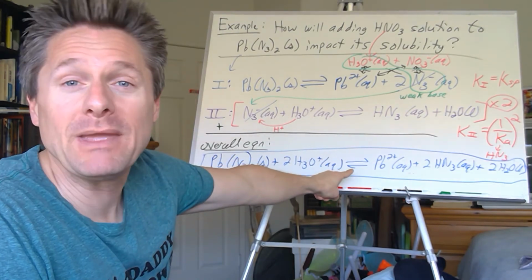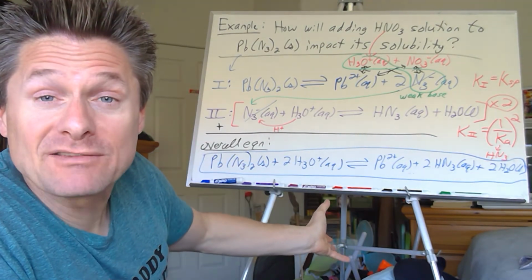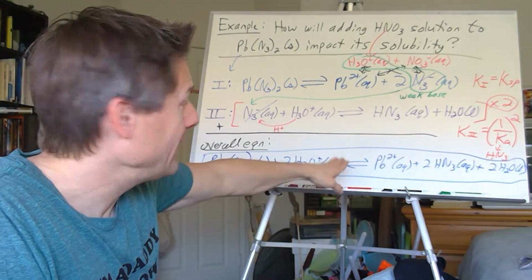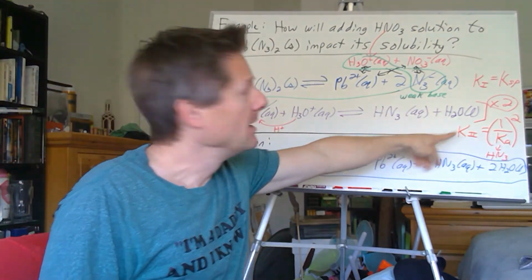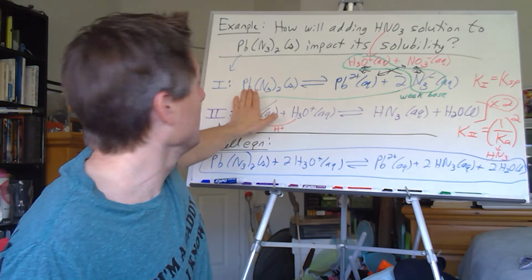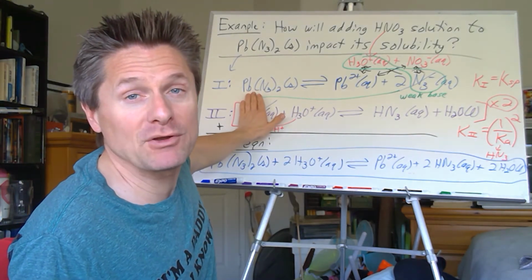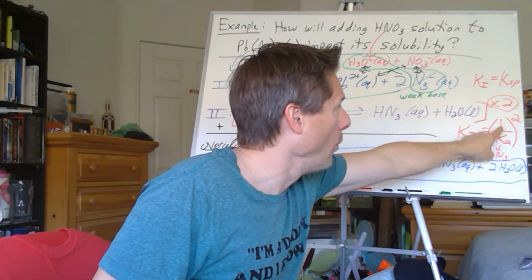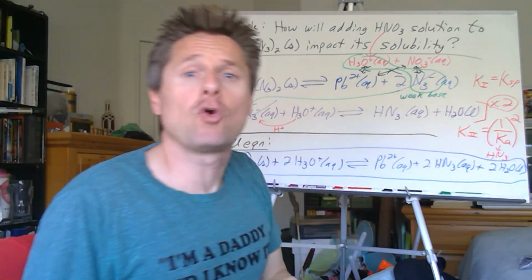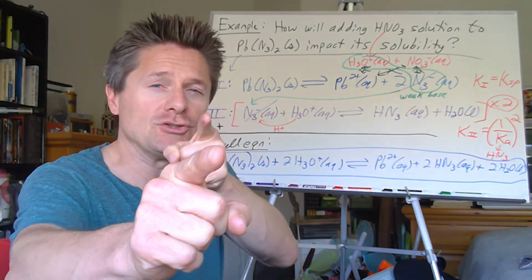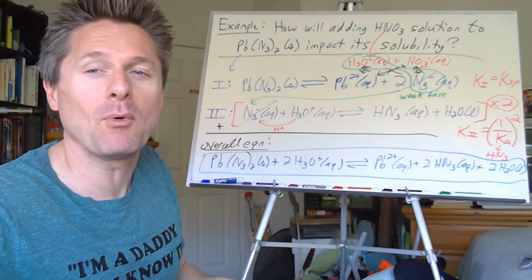I want you to tell me, right? I'm going to have to obviously erase this board. What is the overall K value for that? So you're going to take K1 times K2, which will be the KSP of the lead 2 azide. Look it up on your KSP table. Times the inverse of the Ka value for hydrazoic acid squared. Do it. Let me erase my board.